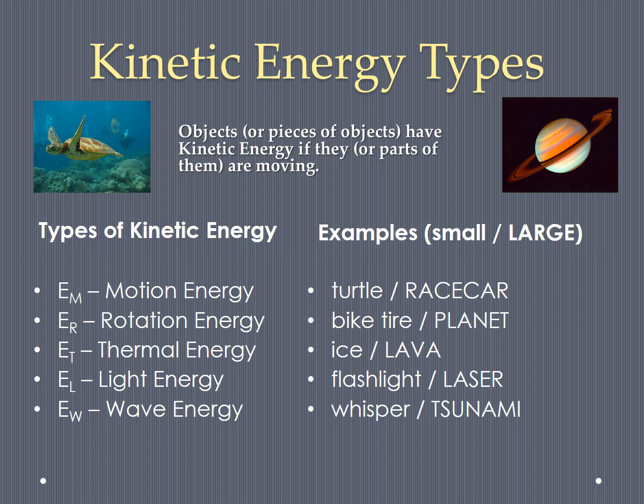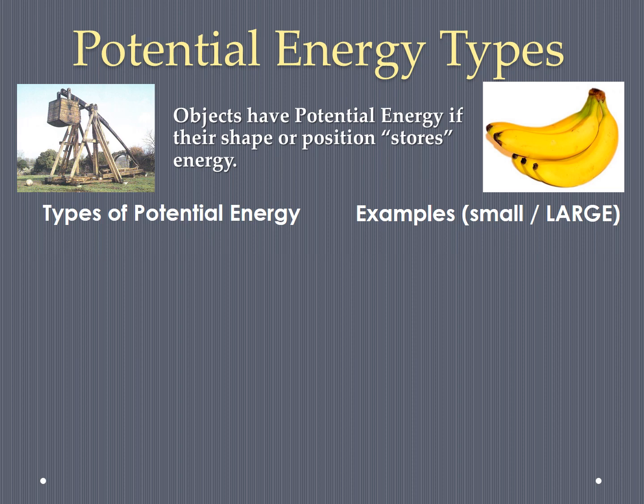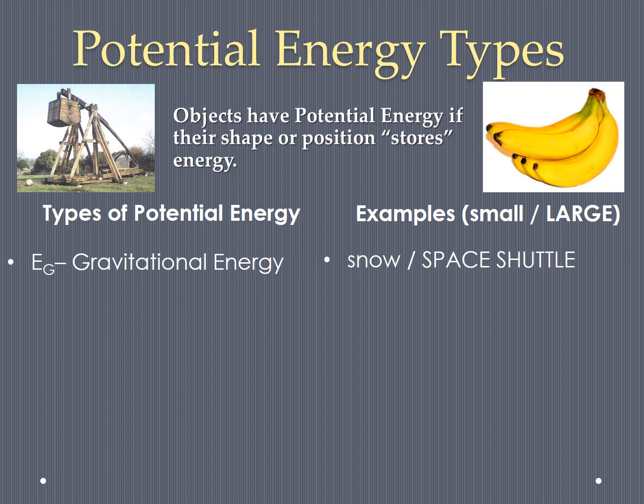All right, on to potential energy types. Remember that objects have potential energy if their shape or position that they're in can actually store energy. There are also different types of potential energy, just like there were for kinetic. And so our first one is gravitational energy. Any object that has gravity acting upon it has gravitational potential energy. So snow has a small amount of gravitational energy. A space shuttle has a whole lot more.